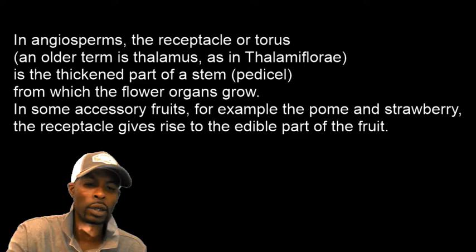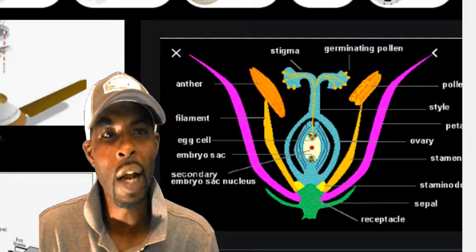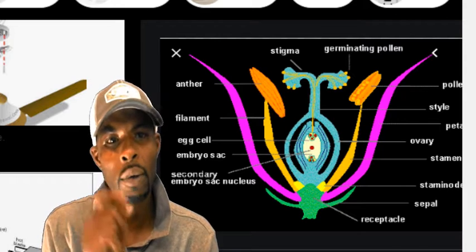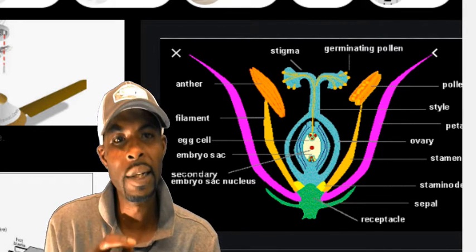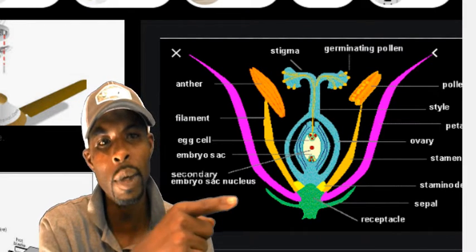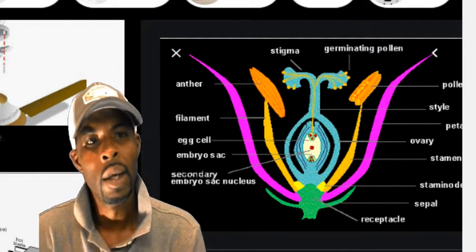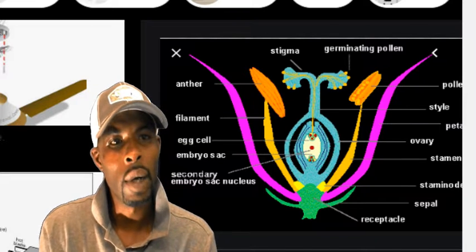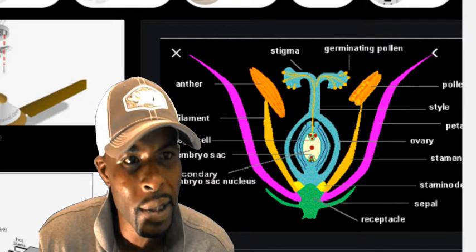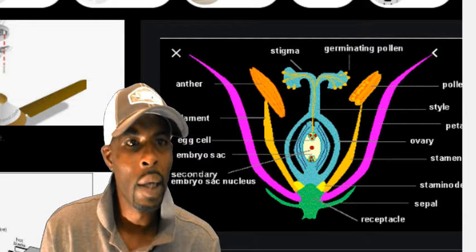Let's check out our flower to look at some of the things it expresses. The flower has an anther, filament, egg, embryo sac, which is like a human, secondary embryo sac, which has the nucleus. It also has a receptacle, and since we're talking about receptacle, that's the receptacle right there. Right above that, you have the sepal, the staminode, the stamen, the ovary, which is like a female, the petal, style, and pollen.